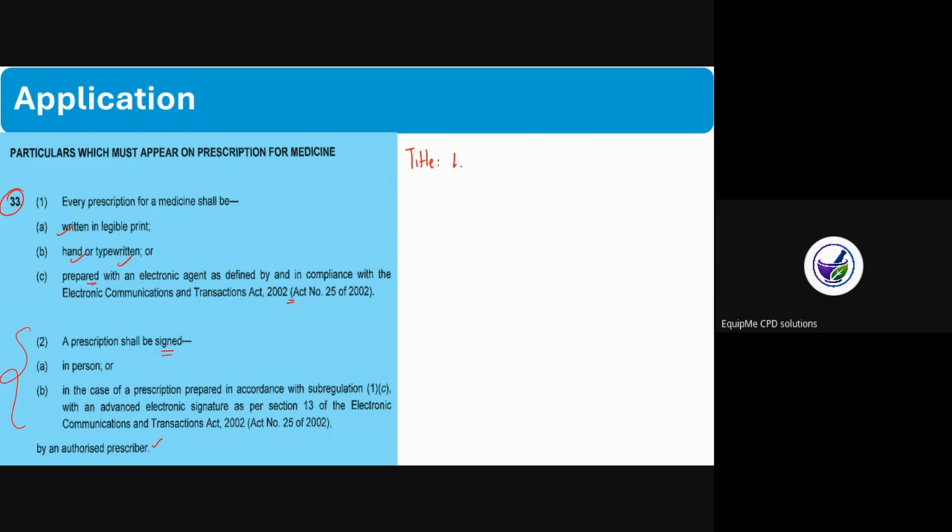Okay, this is evidence 1, because this is the format I want to include. And what does it show? I'm telling the assessor that this is regulation 33 of the Medicines and Related Substance Control Act.